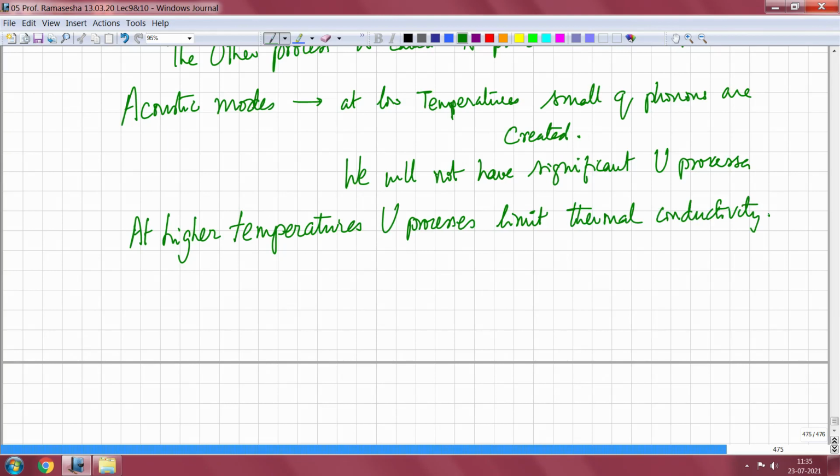So the thermal conductivity of a solid becomes finite at higher temperatures, because scattering of the phonons is allowed, and the scattering of the phonons can change the momentum and also the energy of the phonon. So the energy that is carried by the phonon is not going in only one direction uninterrupted. So this is the picture for the thermal conductivity.